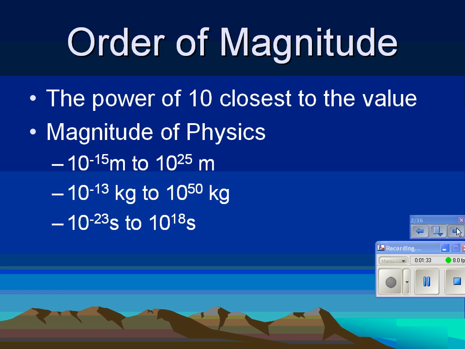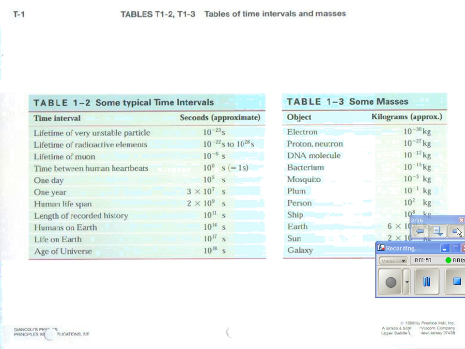There's an order of magnitude of mass as well. 10 to the negative 13th kilogram is about the mass of an electron, one of the smallest objects that we know about. 10 to the 50th kilograms is the mass of the entire universe. So again, I don't want you to memorize these things, but I do want you to be thinking about the relative scales of things. There's a little graph here, a table that shows you this. Again, just things to be thinking about.